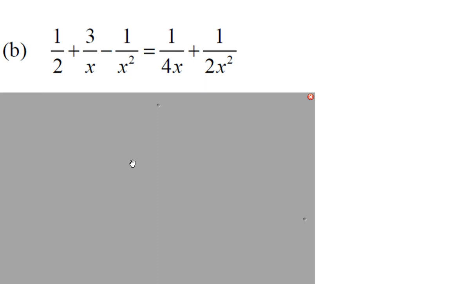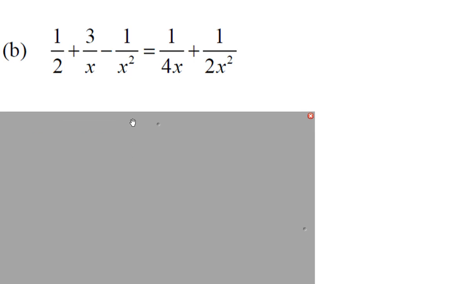Okay, at our next example, I'd like you to get as far as you possibly can. It's very similar to the one before. Then play the recording when you're ready. Okay, so hopefully you got as far as you can here. Our LCD is going to be 4x squared, right? So we're going to multiply all the terms by 4x squared. Come in and multiply all those, 4x squared, etc.